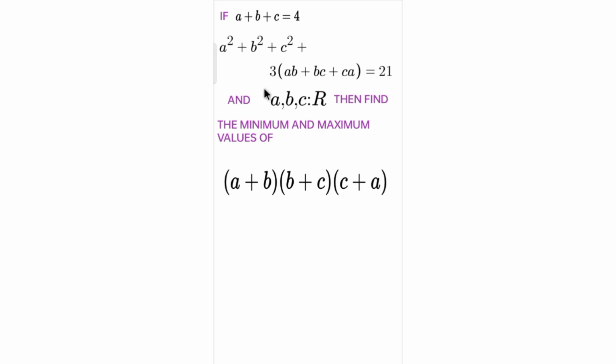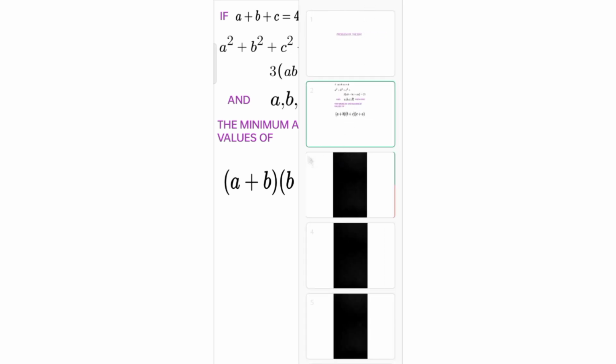So how do we approach the problem? Basically we must use the conditions that are given to us. That's the only way that we can look out for. So first of all, writing the conditions that are given. So a plus b plus c is equal to 4, I will be using it at the last. First I will be using the second condition that is given to us, that is a square plus b square plus c square plus 3 of ab plus bc plus ca is equal to 21.